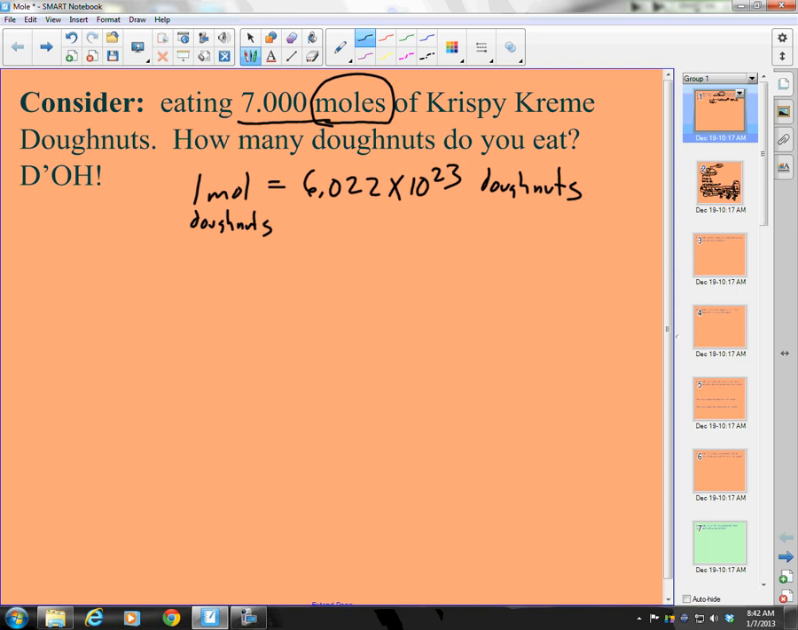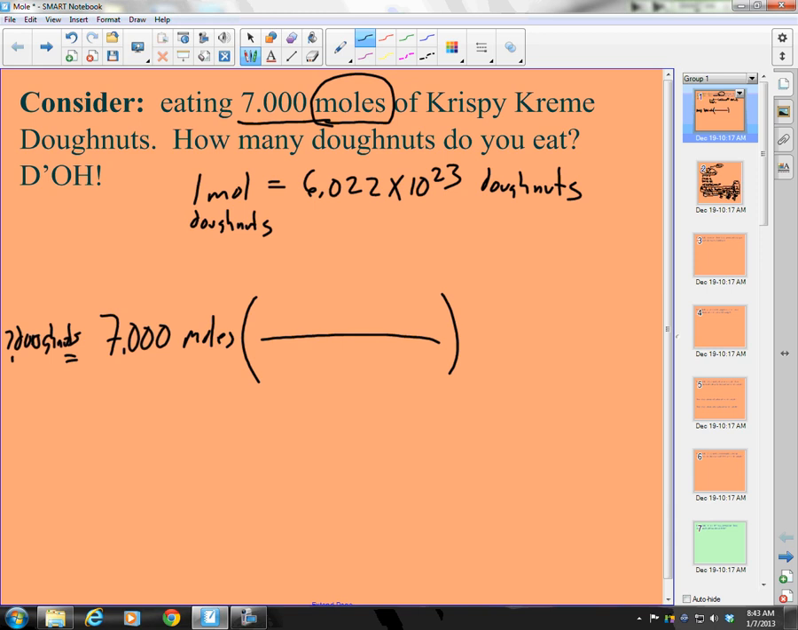Now, I want to change that into a fraction, okay? I'm going to put one of these in the numerator and one into the denominator. I'm going to multiply that fraction by what is given, 7.00 moles. And what is it that I want to know? I want to know the number of donuts.